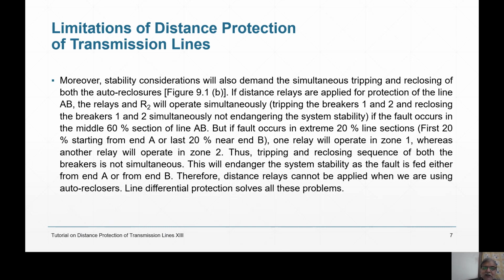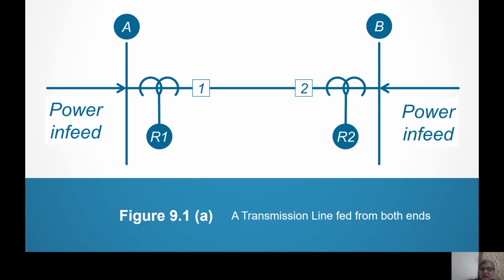We'll see the figure. Say R1 and R2 are the relays. If they are distance relays, then R1 will reach up to 80% of line section AB, and R2 will reach up to 80% of line section BA. So the middle 60% is protected instantaneously by both. If the fault occurs within the middle 60%, then all right. The circuit breakers 1 and 2 will trip and then obviously reclose simultaneously.